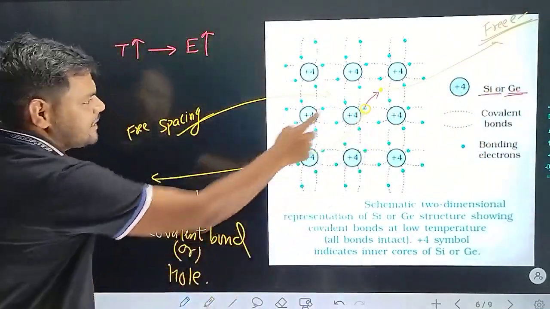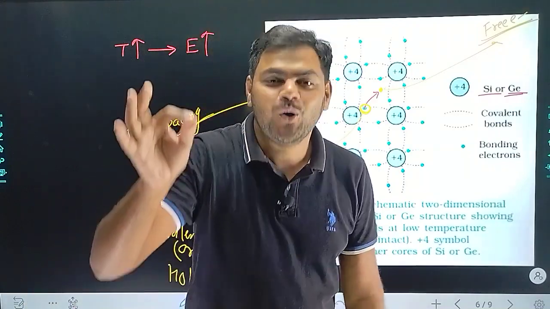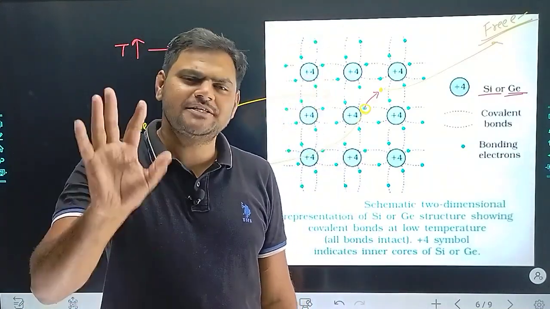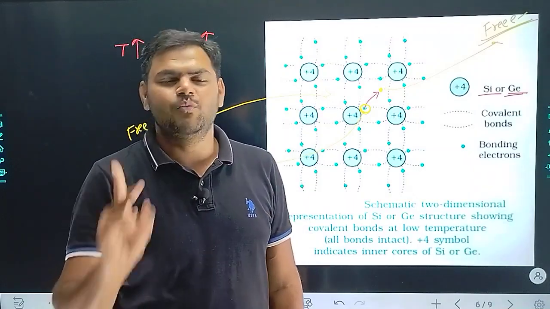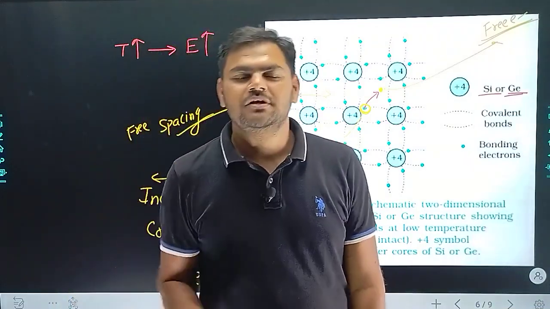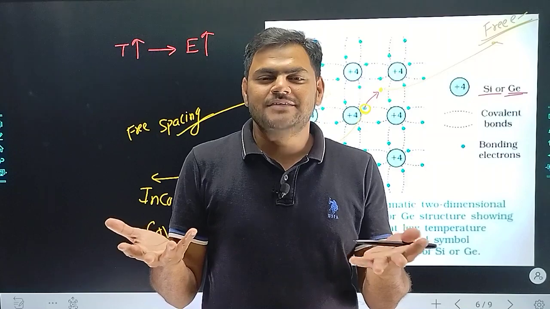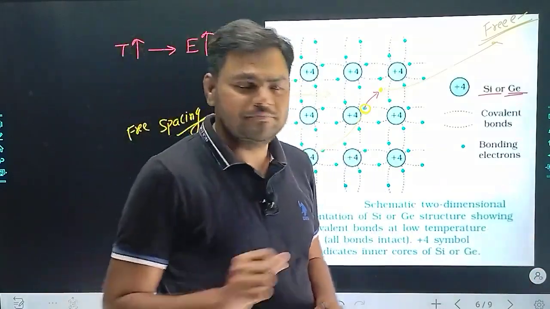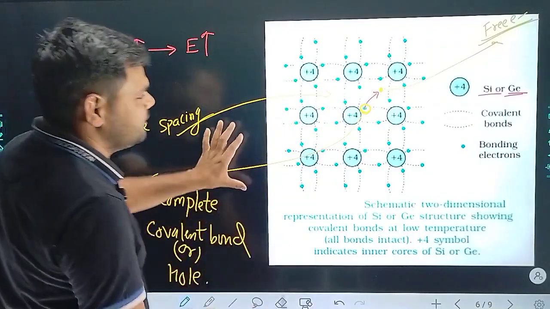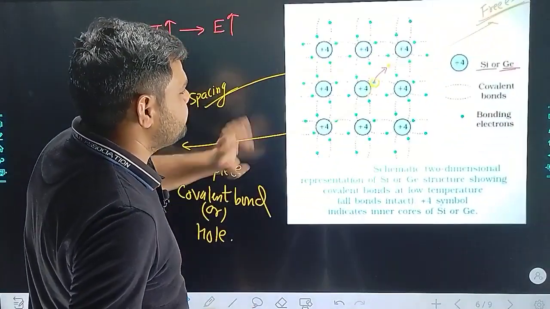bond is there. That incomplete covalent bond is called a hole, which means the covalent bond was broken. Two things are created: one is the free electron, the other is the hole. A hole is nothing but the incomplete covalent bond. The incomplete covalent bond is termed a hole. Got it? Up to that point, there is no confusion at all.